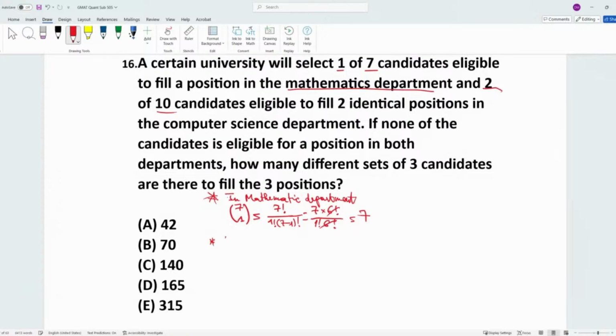In the computer science department, how many choices do we have? And remember, it says here none of the candidates is eligible for a position in both departments. So we will not have redundancy. So this is different from the people that are eligible for the computer science department. If you are choosing in the mathematics department, you cannot hold the position in the computer science department.